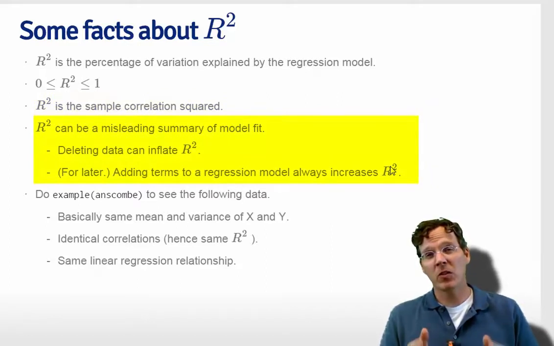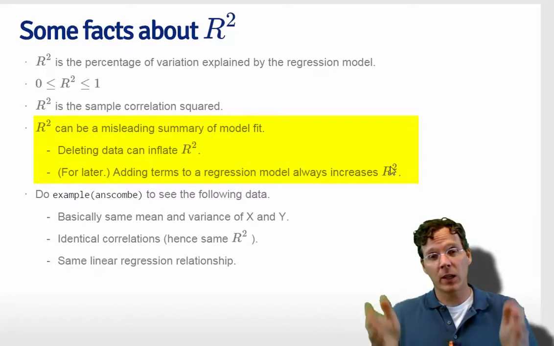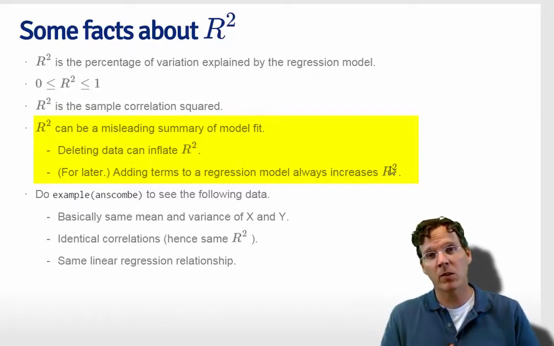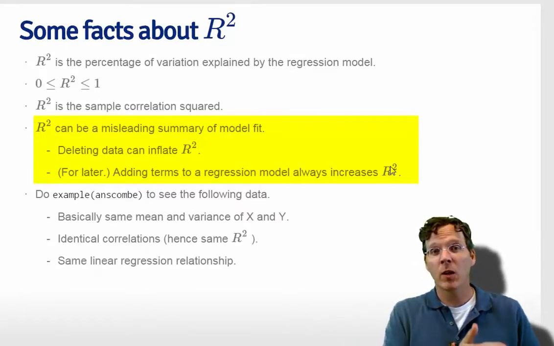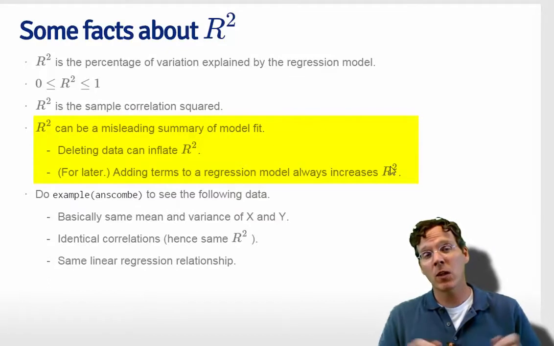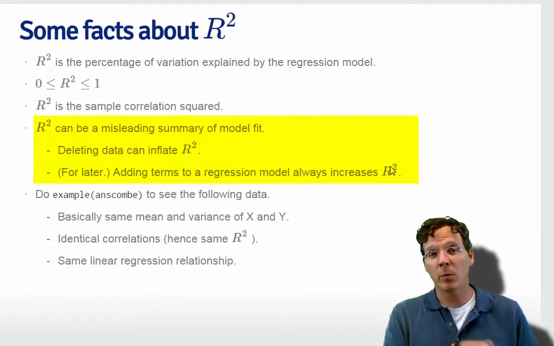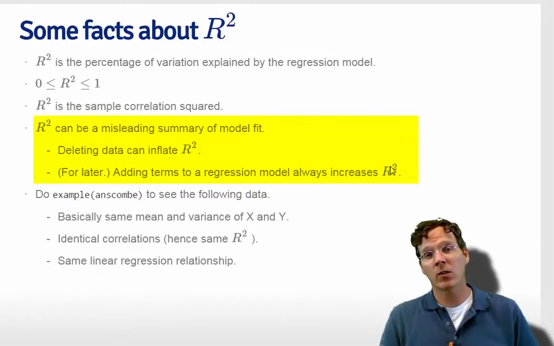R squared can be a misleading summary of model fit. For example, if you have somewhat noisy data and delete a lot of the points in the middle, you can get a much higher R squared. Or if you just add arbitrary regression variables into a linear model fit, you increase R squared and you decrease mean squared error, or the average squared residual variation. So these things have to be taken into mind if you're using them to assess model fit.